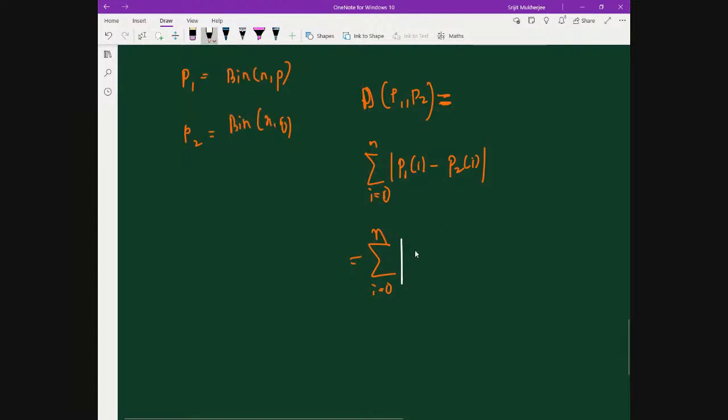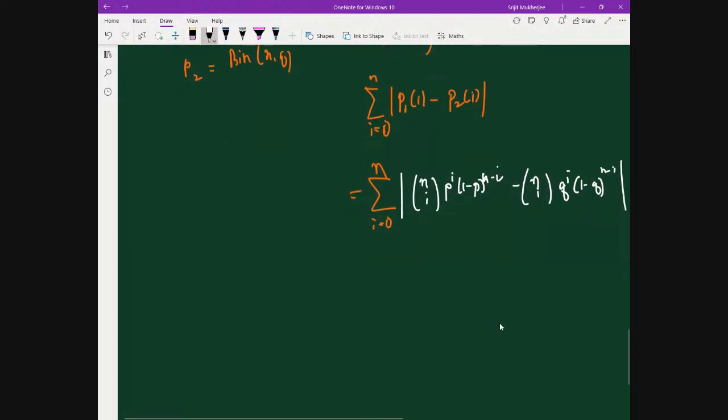What will you get? n choose i, p to the power i into (1 minus p) whole to the power n minus i, minus n choose i, q to the power i into (1 minus q) whole to the power n minus i. Perfect. Let's calculate this. To get, n choose i common out. Divide by 2. Oh yeah, half is there. Yes.